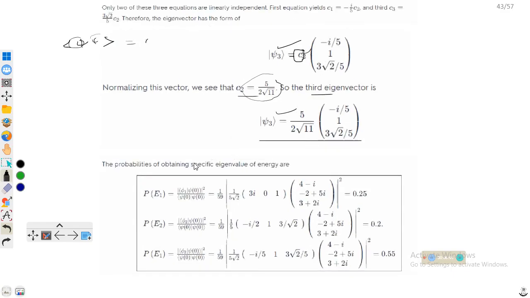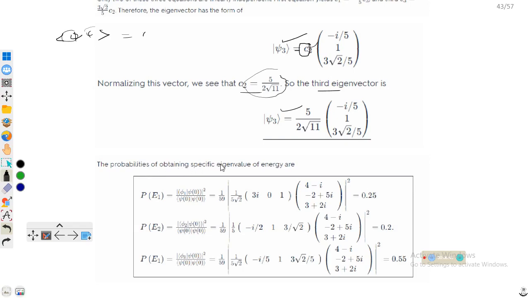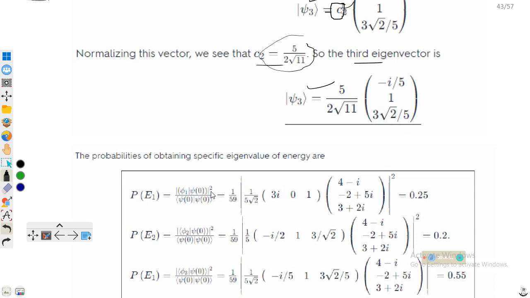Now the final part is the probability of obtaining a specific eigenvalue. P1 is equal to the modulus square of phi1 psi of 0, divided by psi of 0 psi of 0. Similarly, probability for E2 is equal to the modulus square of phi2 psi of 0, divided by psi of 0 psi of 0. Similarly, probability for E3 is the modulus square of phi3 psi of 0, divided by psi of 0 psi of 0. This is the normalization constant. If the normalization constant is equal to 1, then it will be definitely equal to 1, and we will have to put 1 here.